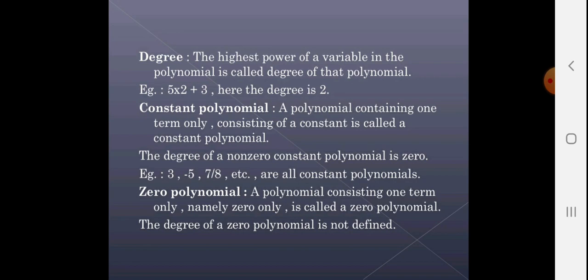are all constant polynomials. What do you mean by zero polynomial? A polynomial consisting of one term only, namely 0, is called the zero polynomial. For example, 0. The degree of zero polynomial is not defined.